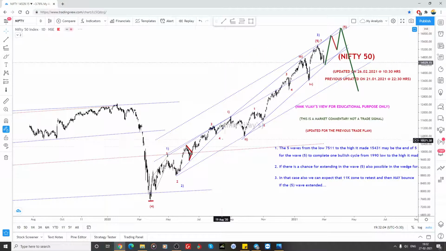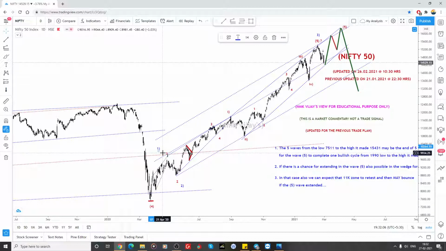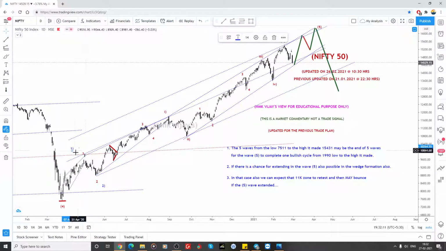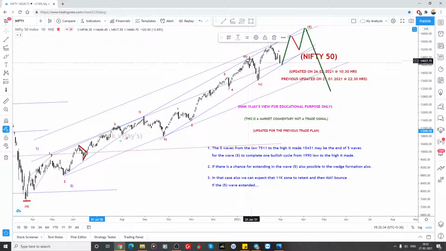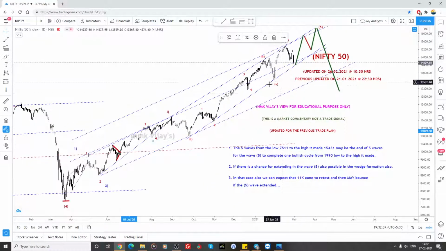So one more alternative count, what is meant by that? So 1 2, here itself this is looking like a leading diagonal pattern. Again 3 4 and 5, it's a leading diagonal pattern. ABC is a 1, ABC is a 2, ABC is a 3, ABC is a 4, ABC is a 5. So this is a leading diagonal pattern of wave 1, followed by wave 2, and 1 2 3 4 5 is the third wave. After that ABC is the fourth and fifth wave.